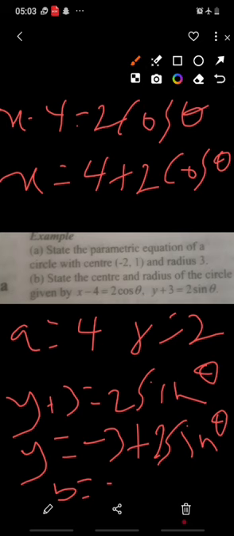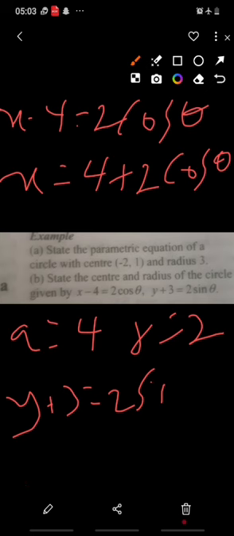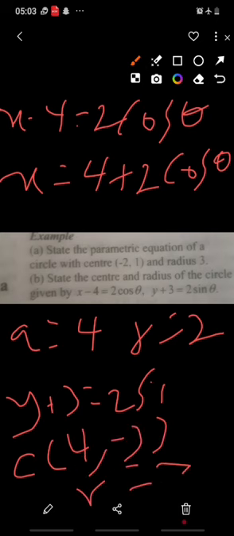So since we know a and b and r, we can state the center and the radius of the circle. Therefore, the center of the circle C is equal to (4, -3), and the radius of the circle is equal to 2.